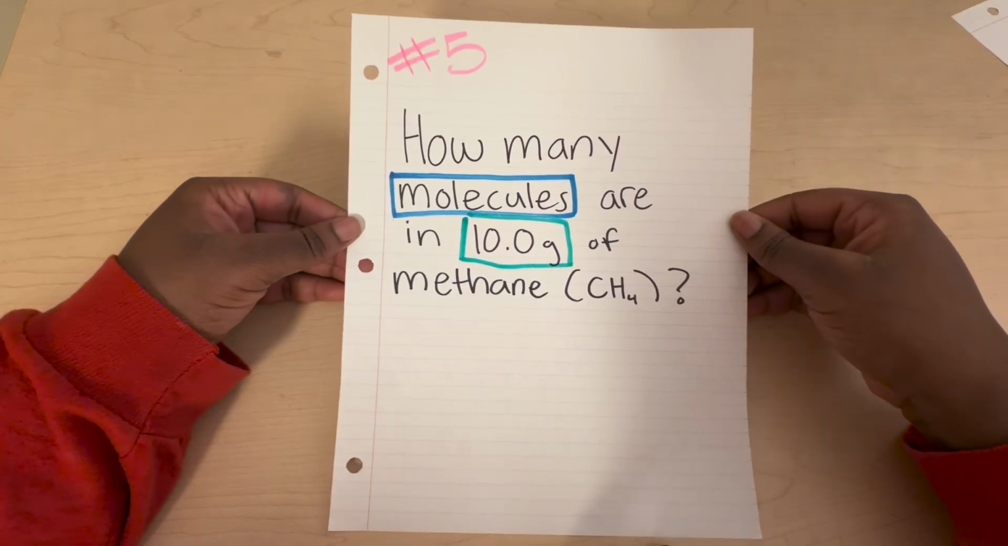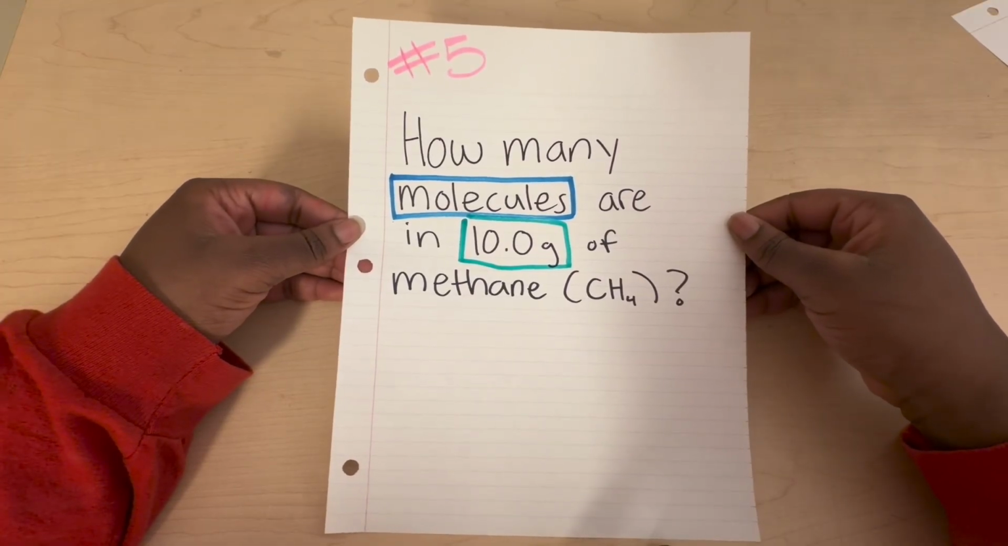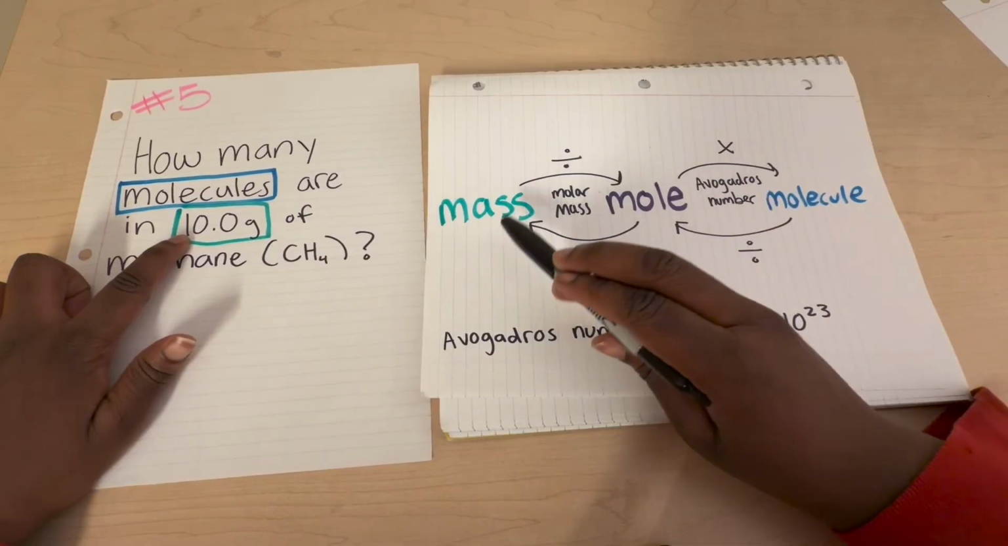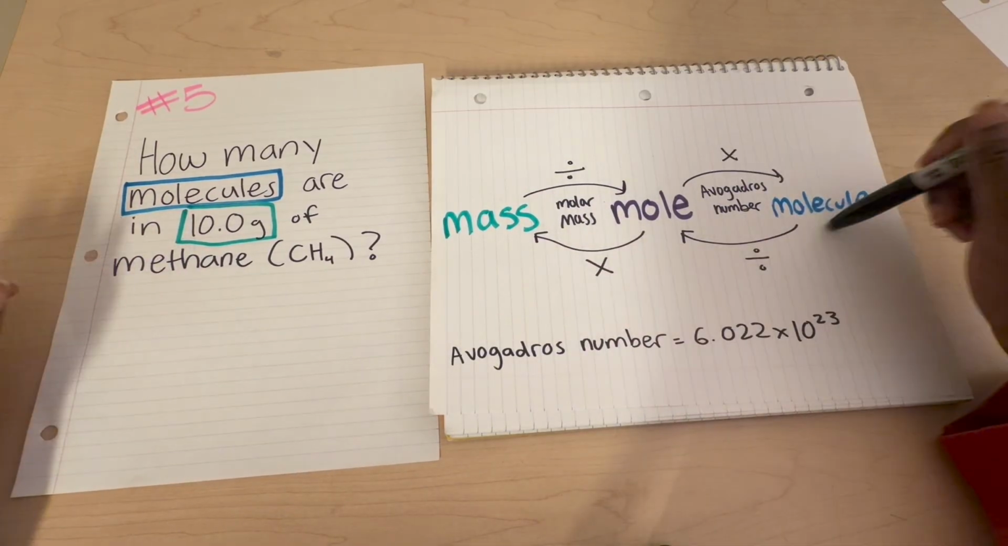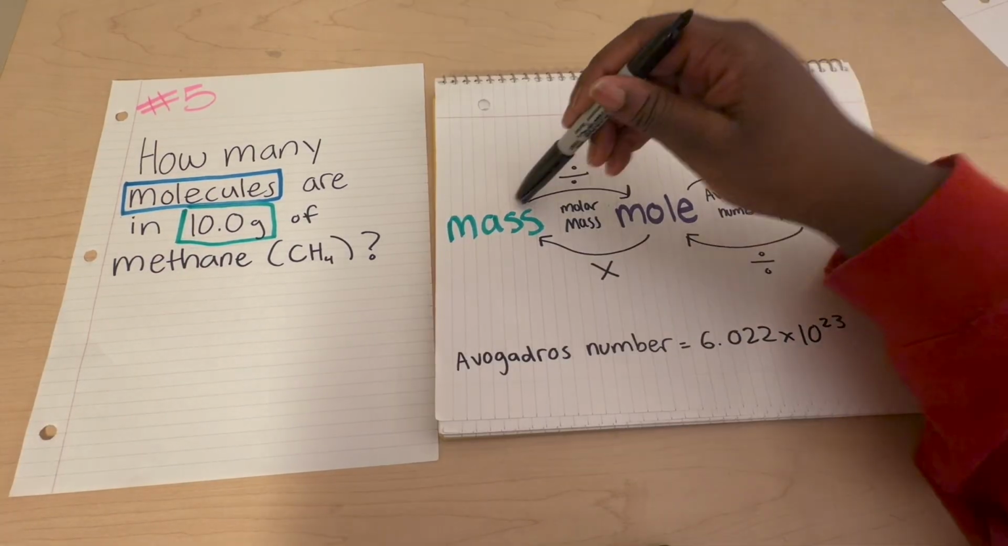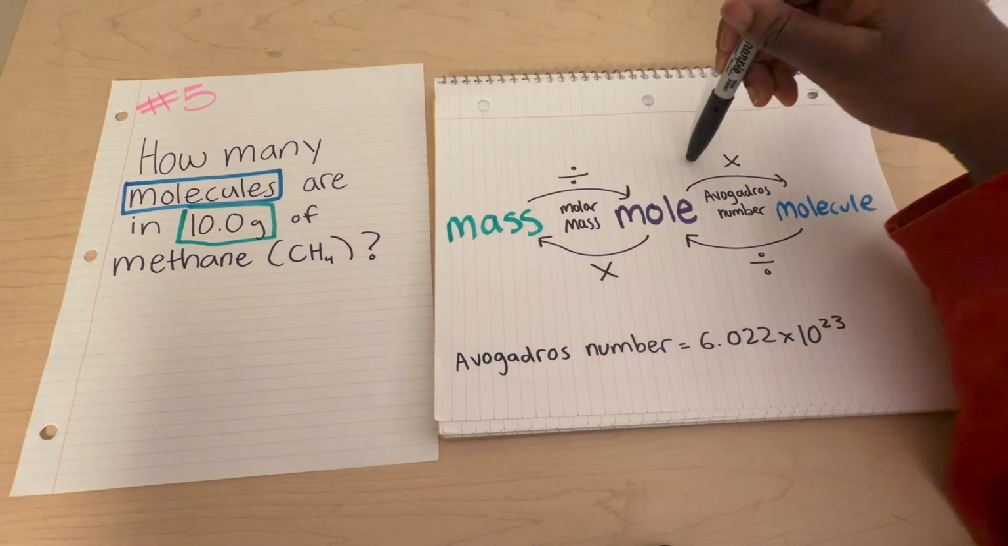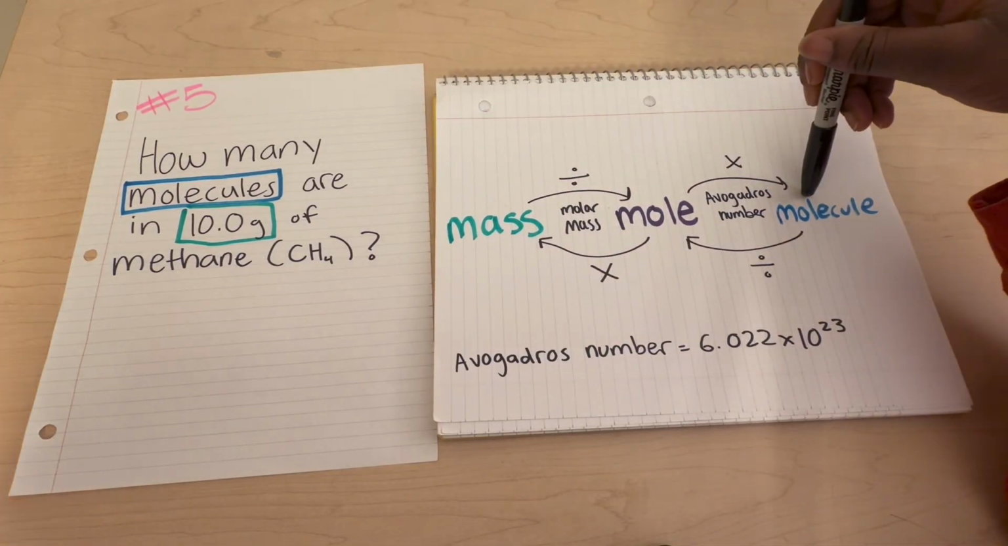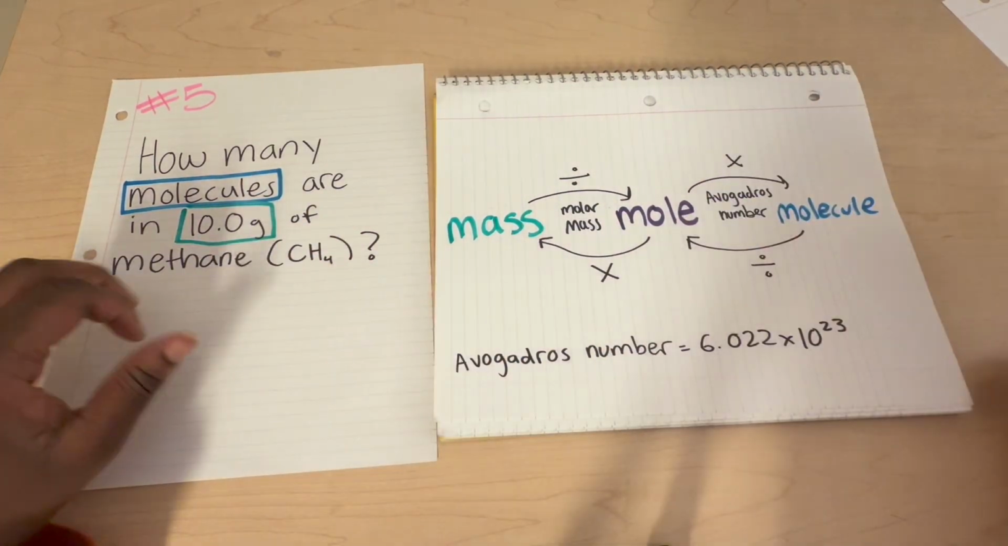Now question 5 and 6 are harder. How many molecules are in 10 grams of methane? So we have our mass, and we're trying to get to molecules. So we have to take our mass, divide it by the molar mass to get the moles, and then multiply by Avogadro's number to get the molecules.